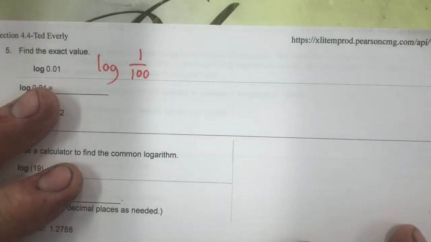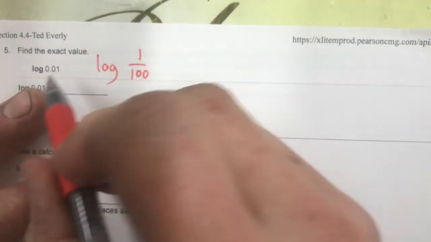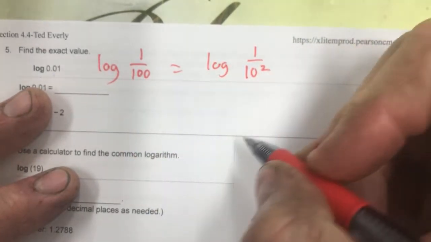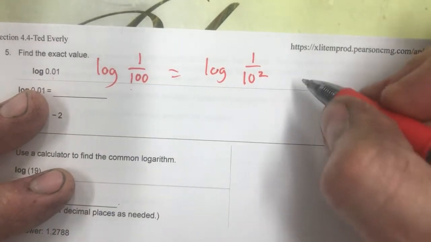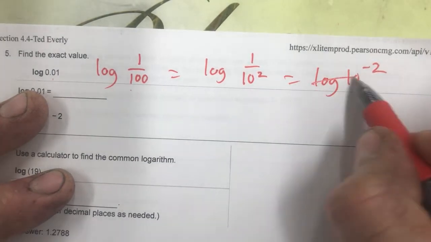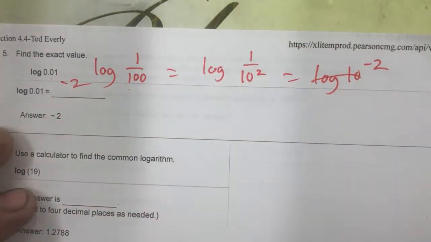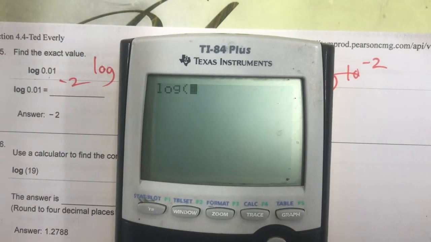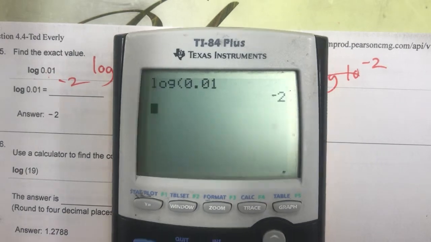What about this, log of 0.01? Now right here, 0.01 is 1 over 100. Log of 0.01 is log of 1 over 100. Now 1 over 100, that's 1 over 10 squared. 100 is 10 squared, which means that's 10 to the negative 2 power. And those cancel, negative 2. Or you could just simply type this in. You don't have to worry about knowing all that stuff. Just do log of 0.01, and you get right there, -2.